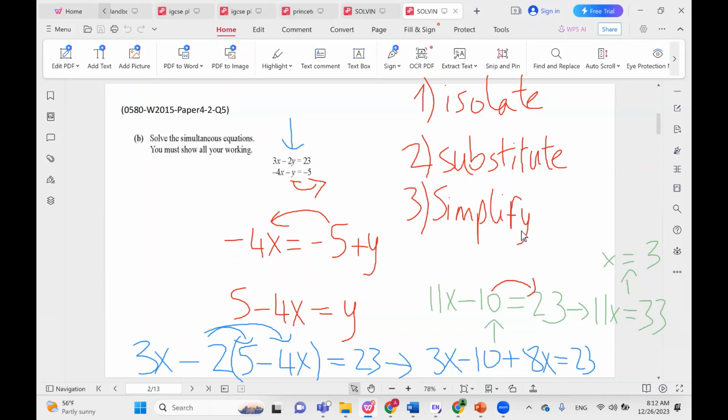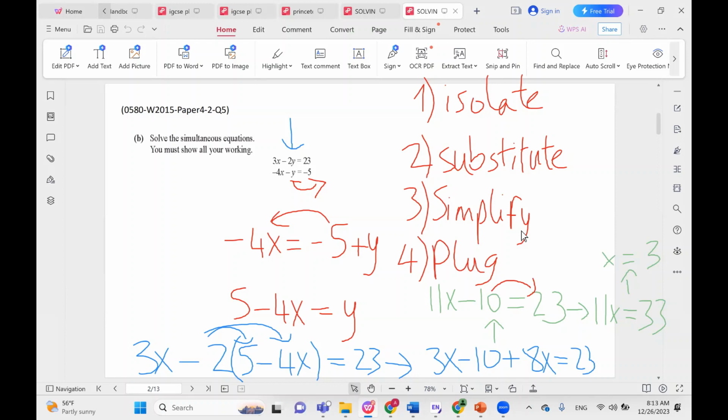Having found the value of x, I need to plug in either one of the two equations in order to find the value of y. So the fourth step here would be to plug. And that's what we're going to do. We're just going to take one of the equations and we're going to put x as 3. So let's take the first equation, for example.